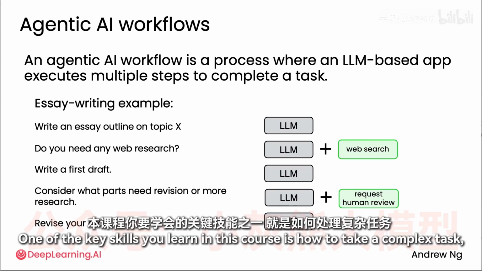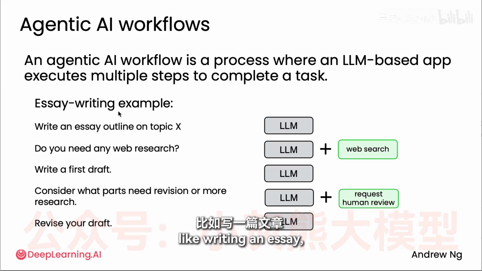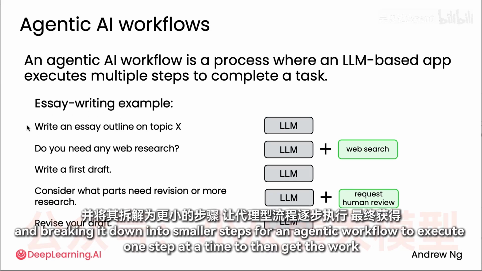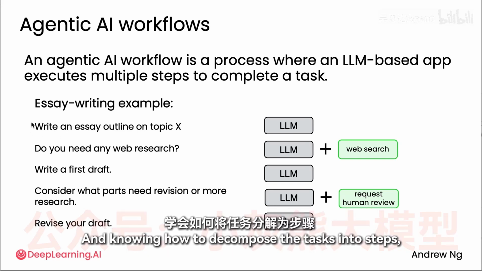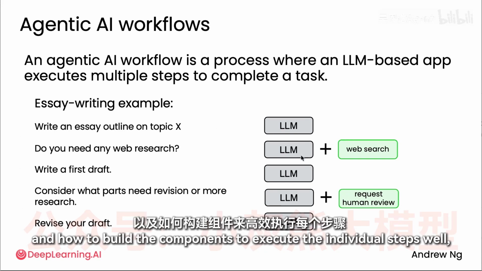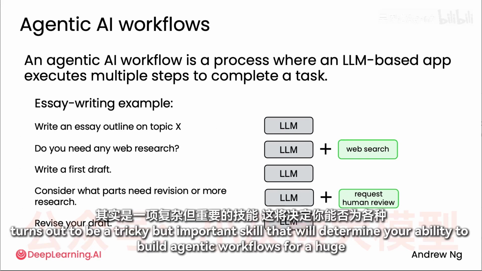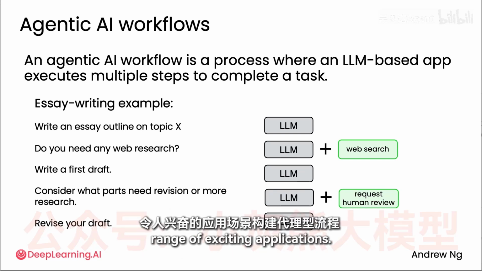One of the key skills you learn in this course is how to take a complex task, like writing an essay, and break it down into smaller steps for an agentic workflow to execute one step at a time to then get the work output that you want. And knowing how to decompose the task into steps and how to build the components to execute the individual steps well turns out to be a tricky but important skill that will determine your ability to build agentic workflows for a huge range of exciting applications.